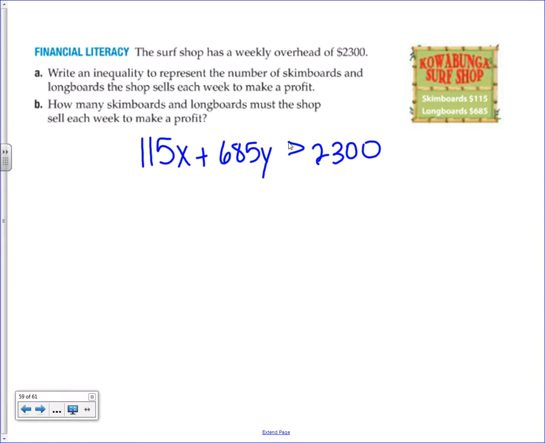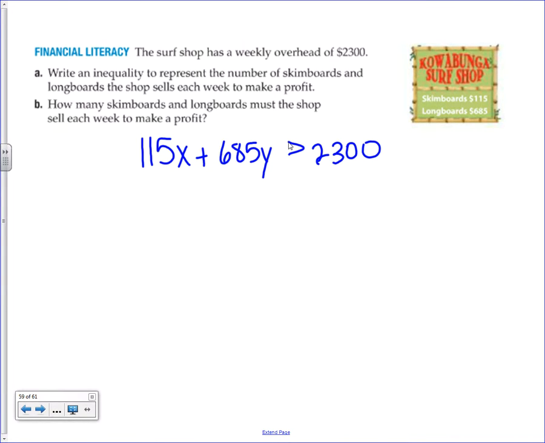It says, how many skim boards and long boards must the shop sell each week to make a profit? Now, folks, how many answers are there for this? Infinite, right? Can you find me one by guessing and checking? Go for it. Take a guess and check it. See if your number is greater than $2,300. It's going to have to be two separate numbers because we have an X and a Y. But you're not going to put them in an ordered pair because it's a real life problem. Only if I ask you to graph it would you do that.